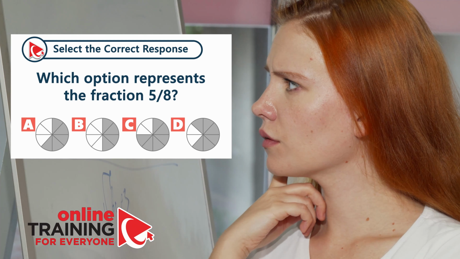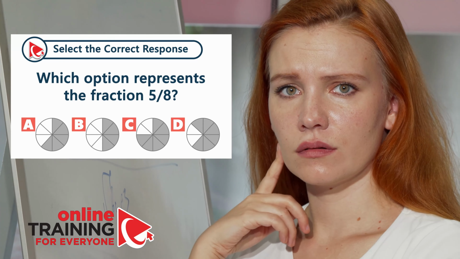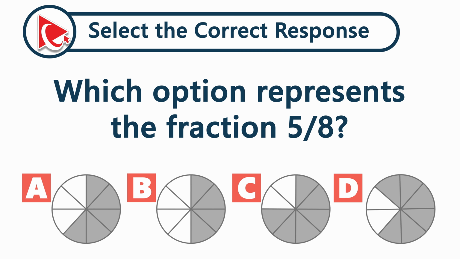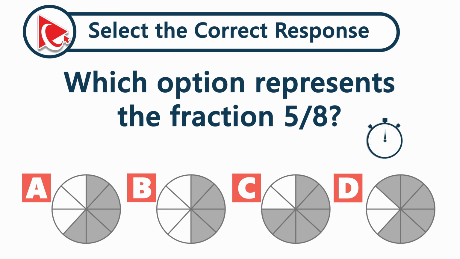Here's a quick puzzle built on basic fractions. But don't let its simplicity fool you. You're looking at 4 pie charts. Each one is divided into equal parts, and each has some sections shaded in. The question is, which one shows the fraction 5/8?